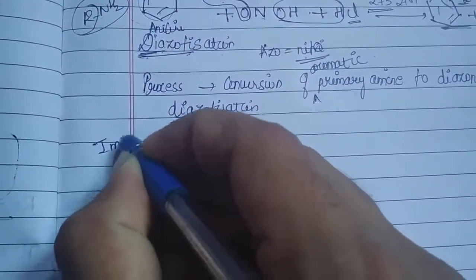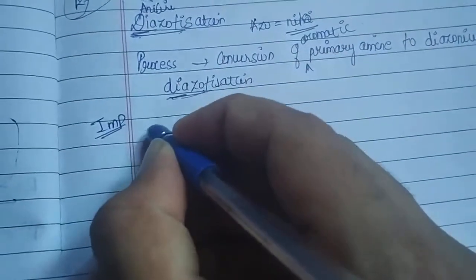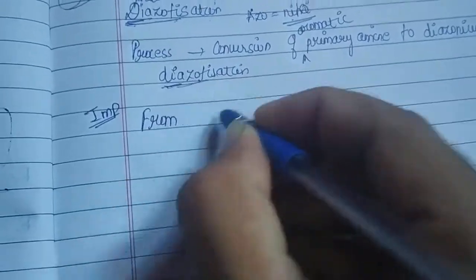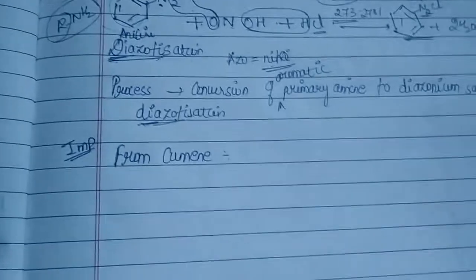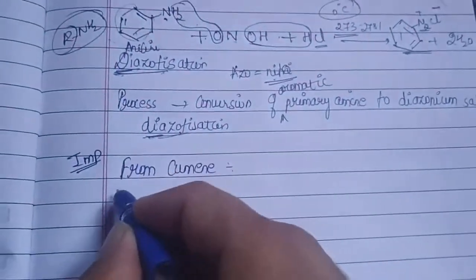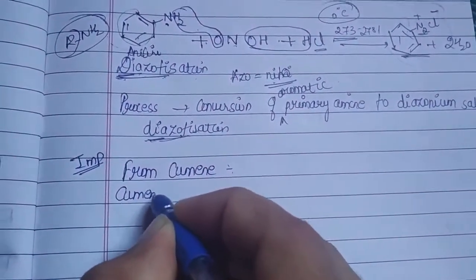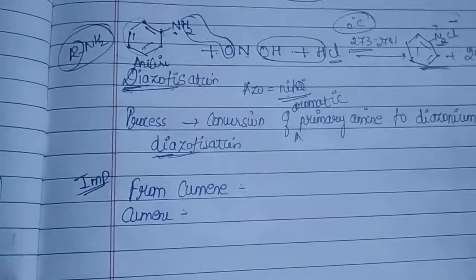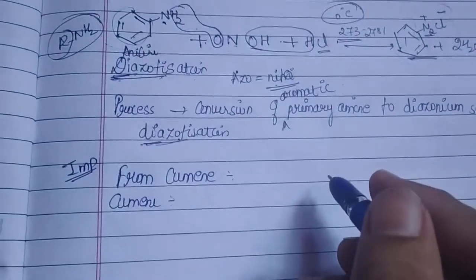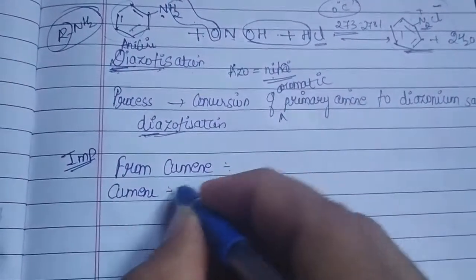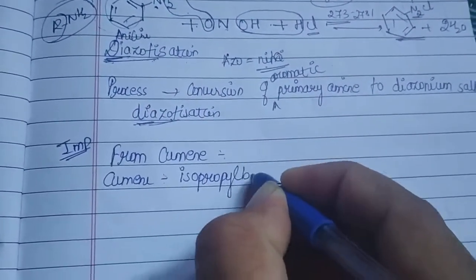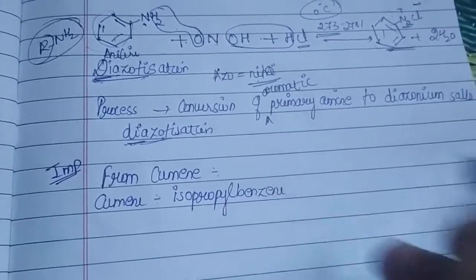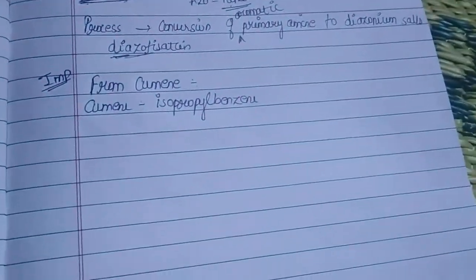So now a very important part we are going to see, that is how we can prepare phenol from cumene. First and foremost thing we have to remember, what is this cumene? Because sometimes they can ask you what is cumene. Remember, cumene you will be describing as isopropyl benzene. Generally, we call isopropyl benzene cumene.